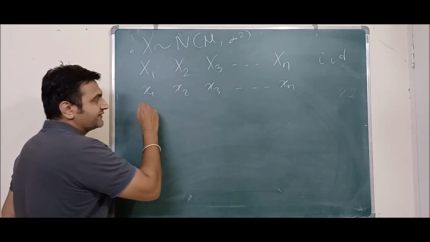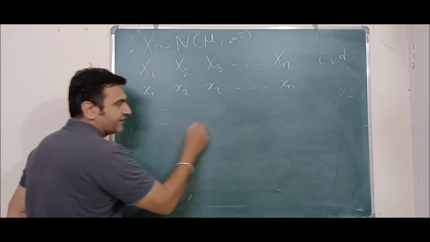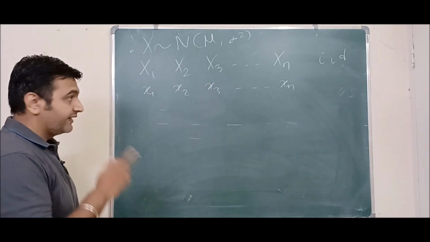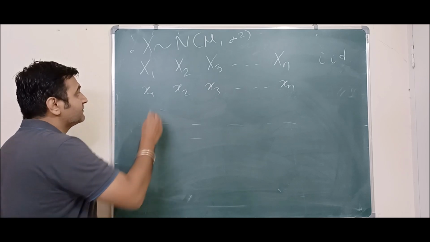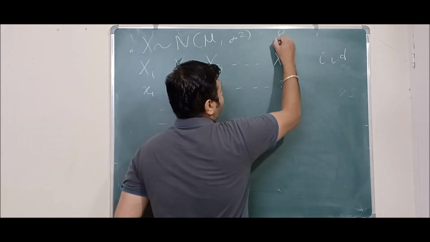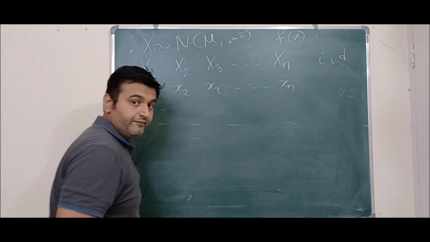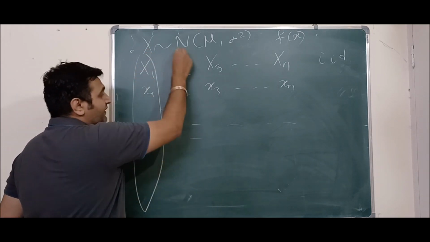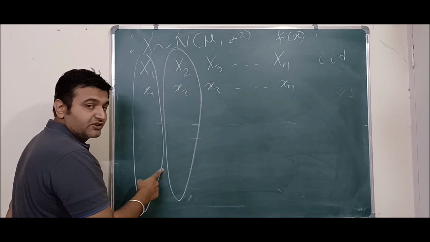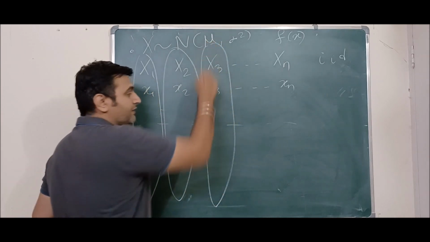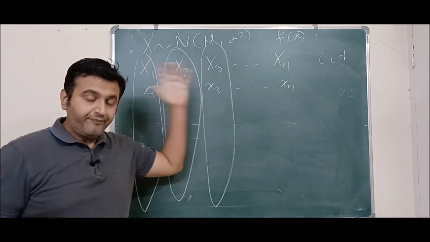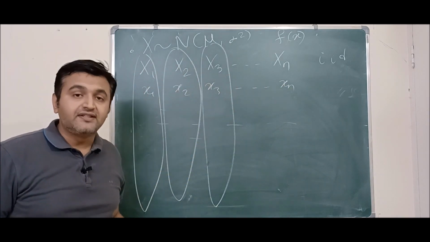Then again you take a second sample of size n, third sample of size n, fourth sample of size n, and so on. They are independent. Identically distributed means what? If this has probability distribution f of x, then x1 will also have the probability distribution f of x. This will also have the probability distribution f of x. So your random samples which you are taking, they are independent and they are identically distributed.